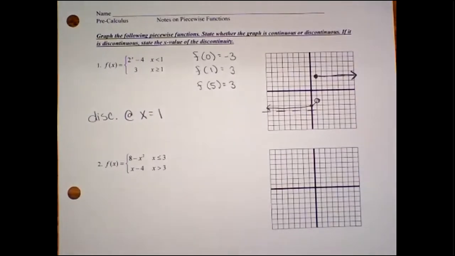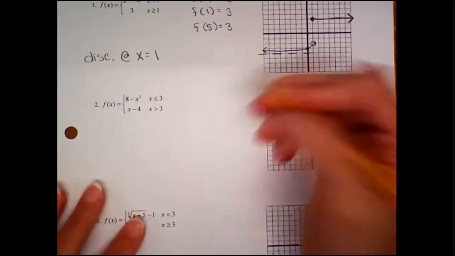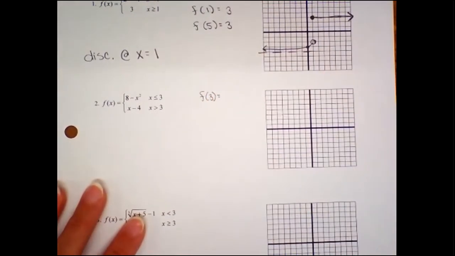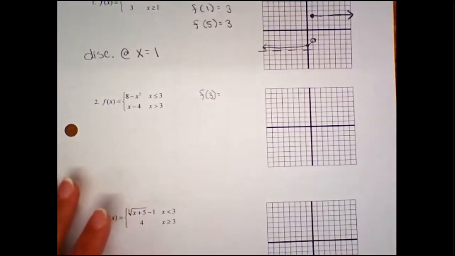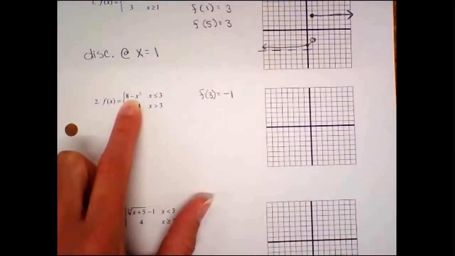So we're just going to try that a few more times, right? For number 2, the cut would happen at 3. If you were making a flip book out of this one, that cut is going to happen at 3. So let's try and evaluate some numbers here. Let's say we're going to evaluate 3. Which piece does 3 get plugged into, the first or the second? First, good, because that's where 3 lives. That's where the equal to is. If you plug in 3 there, 3 squared is 9, 8 minus 9 would be -1.